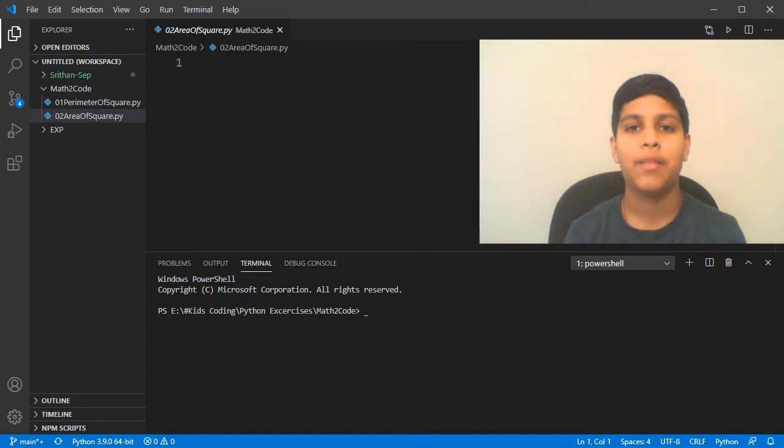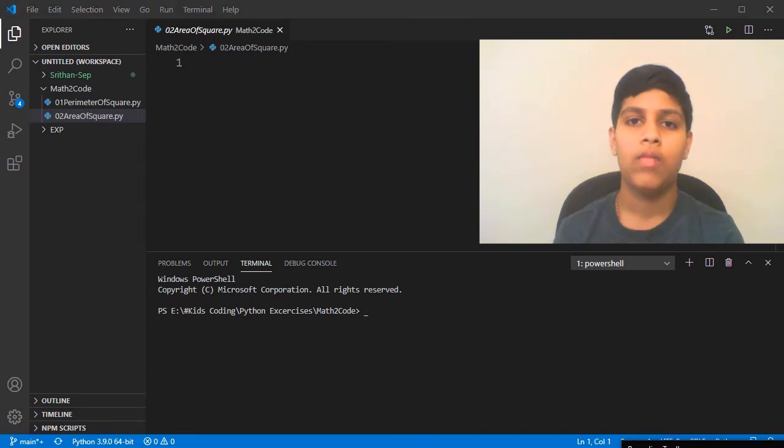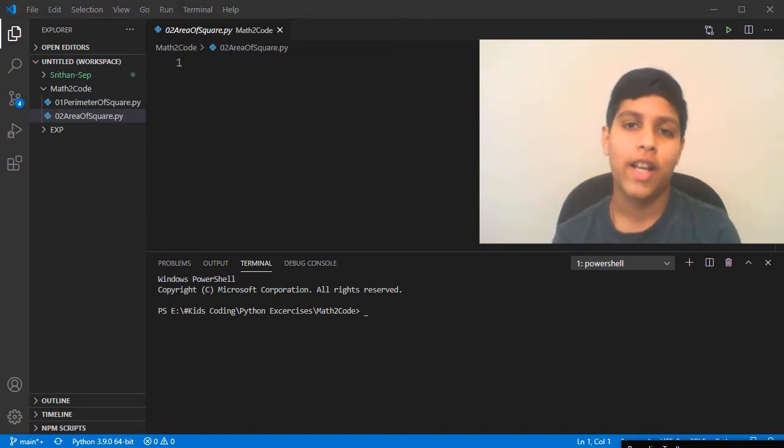Today's topic in math to code is area of a square. Area of a square? What is it? In my last lecture, I explained what is a square and what is perimeter. In this lecture, I'm going to explain what is area and how do we calculate it.